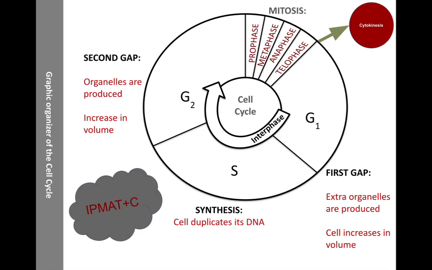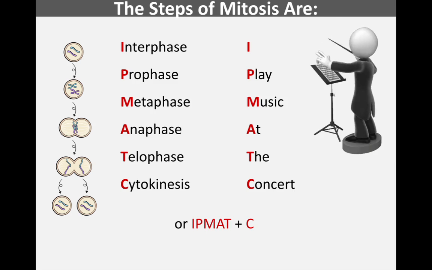So we've already considered and learned about interphase, but now we're in the M phase, mitosis, and we're going to get some clarity on each of those events. But before we move on, remember the steps of the cell cycle are IPMAT plus C, or interphase, prophase, metaphase, anaphase, telophase, and cytokinesis. You could also remember this as I play music at the concert. Whatever works for you, you just need to know each of these events in order and what actually happens.